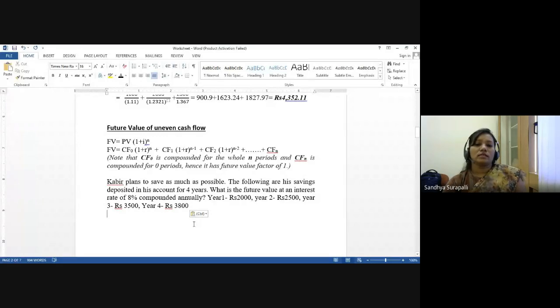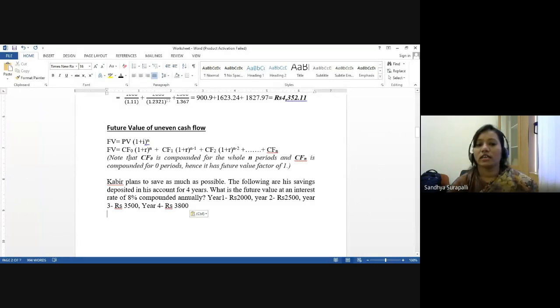So look into this example. Kabir plans to save as much as possible. The following are his savings deposited in his account for 4 years. What is the future value at an interest rate of 8% compounded annually? So Kabir wants to save every year. First year he is saving 2000, second year 2500, third year 3500, and fourth year 3800.